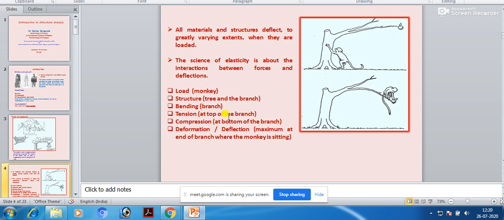Whenever there is a load coming to a structure, it will deflect, and the extent of deflection will vary. Sometimes it will be very huge, sometimes it will be lesser. So whenever there is load, there will be great variation of deflection, and the deflection should be controlled. It should be controlled to such a level that it does not go beyond some limit.